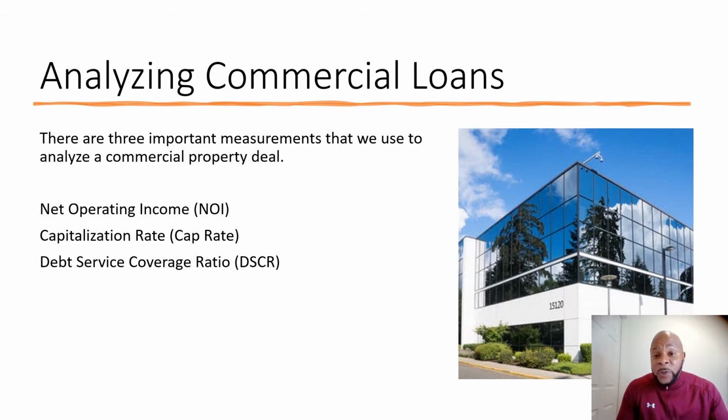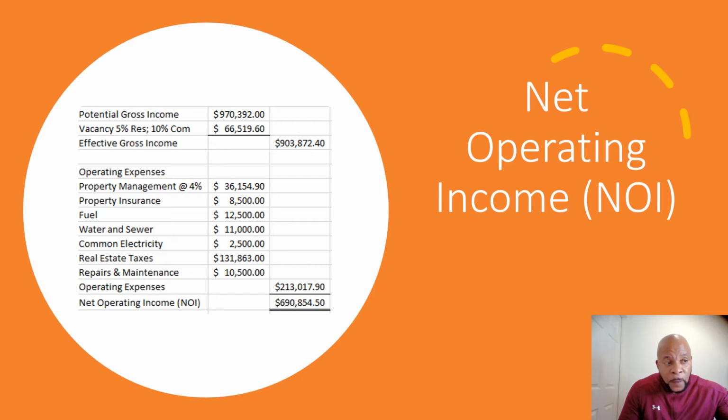When analyzing commercial mortgage loans, there are three important measurements that we use to analyze any commercial property deal: net operating income, or NOI, capitalization rate, or cap rate, and debt service coverage ratio, or DSCR. Commercial real estate can be viewed as a measurement of profitability based on cash flow.